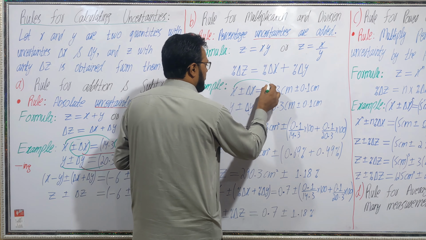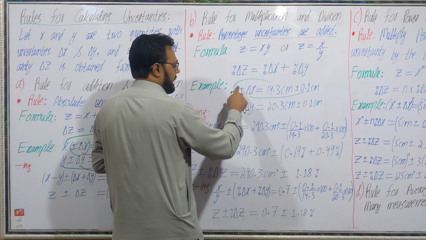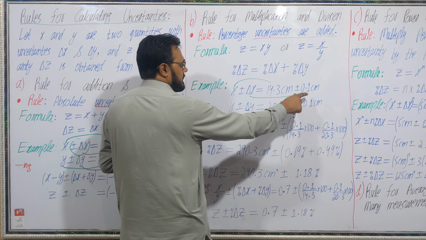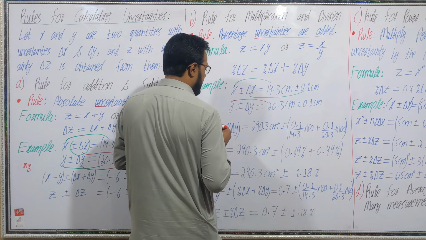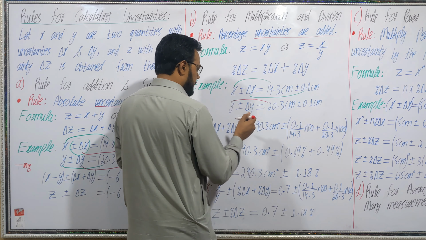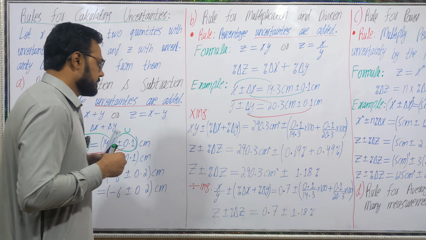x is 14.3 and del x is plus minus 0.1. Here, y is 20.3 and del y is 0.1 centimeter.